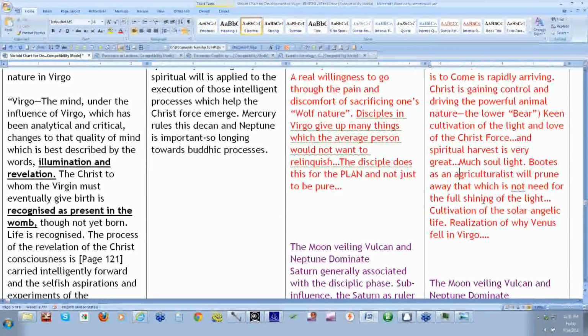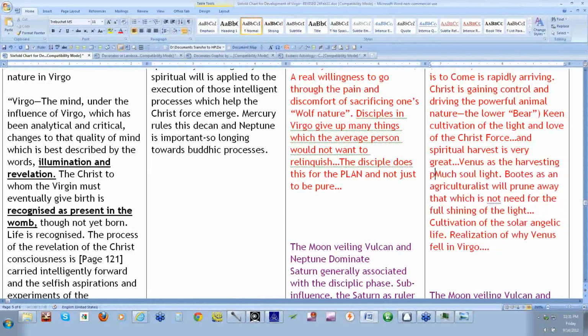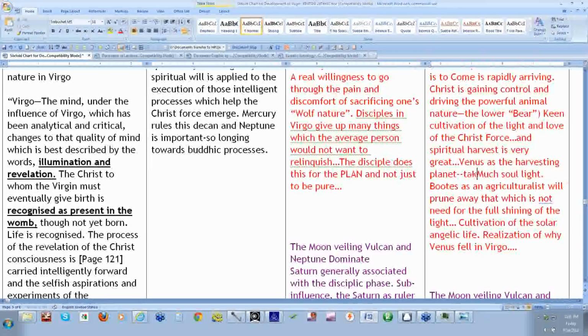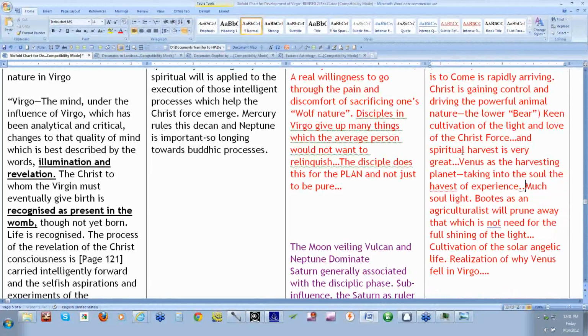That's if we choose Bootes. Keen cultivation of the light and love of the Christ force. That's Venus. And spiritual harvest is very great. Venus is the harvesting planet in a way. That should be inserted. Venus as the harvesting planet, taking into the soul the harvest of experience. So it fits there very well.